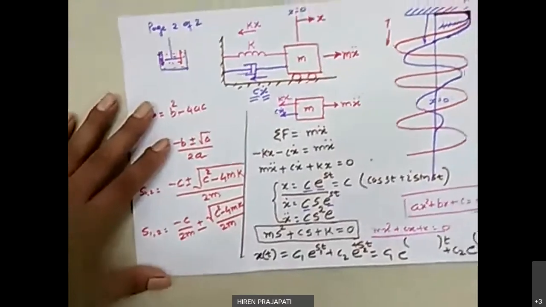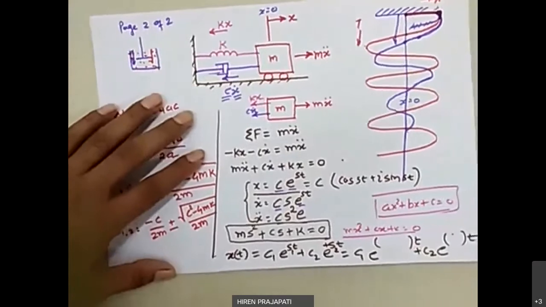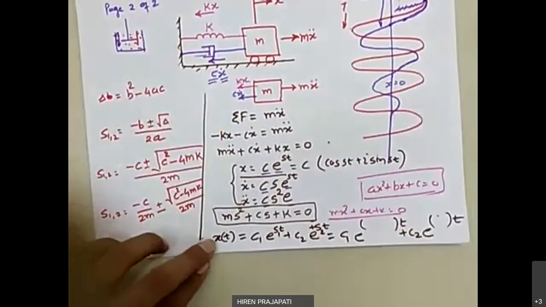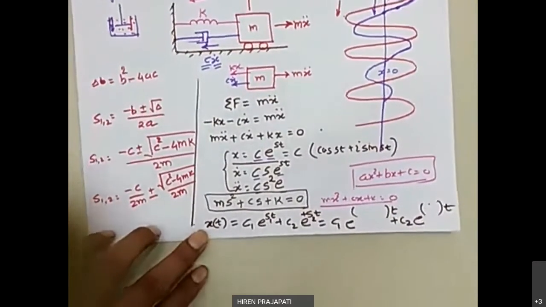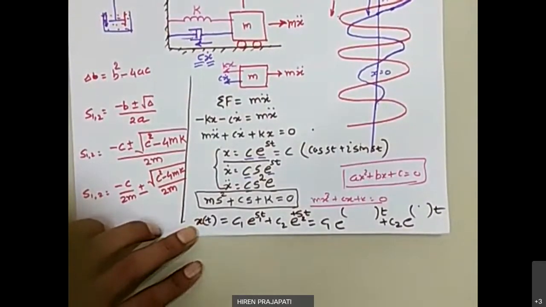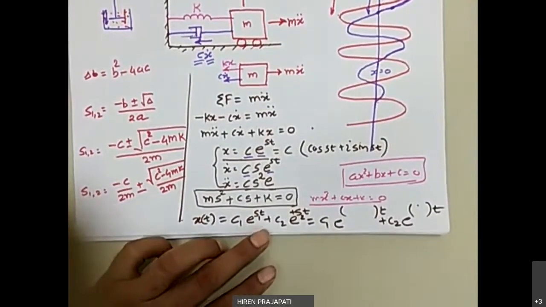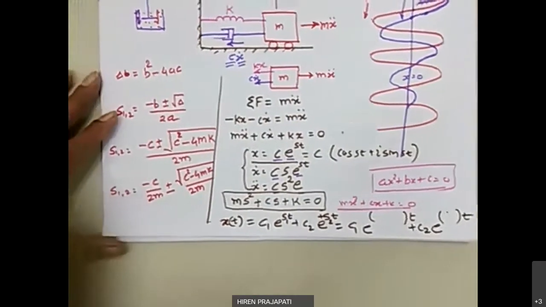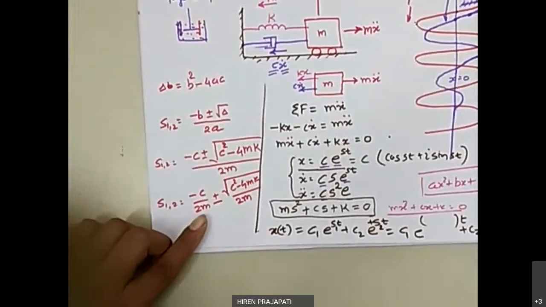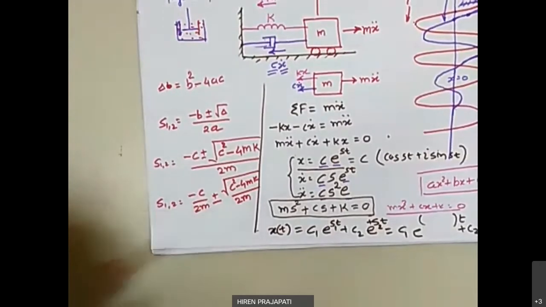Then we saw one spring mass system with a damper, and using Newton's approach we derived the governing equation of motion of the spring mass system with damping. So x(t) is equal to c1 e raised to s1 t plus c2 e raised to s2 t, and s1 and s2 are nothing but the roots of the quadratic equation. So these are the roots, right? Till this point we discussed in the previous session. Now we are moving further today.